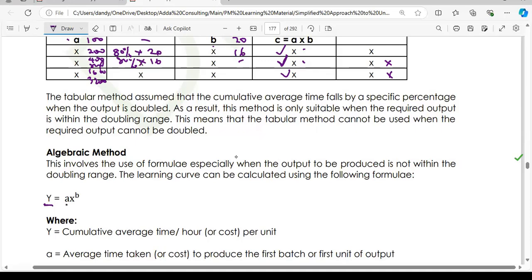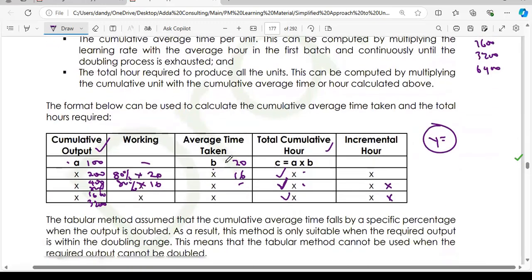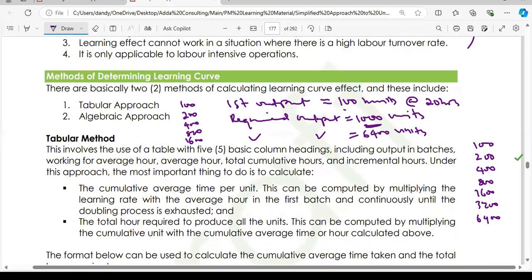A is the average time taken to produce the first batch. X is the required output divided by output in the first batch. For example, in our hypothetical numbers, the average time taken to produce these 100 units is 20 hours. Okay? Then that is A. X is the required output. Required output in this case could be 1,000, which is not within the doubling range. So it could be 1,000, the required output, divided by the output in the first batch, which is 100. That's our X.